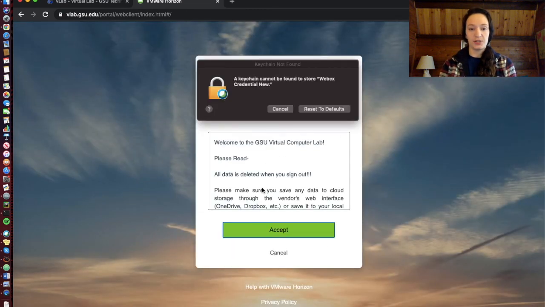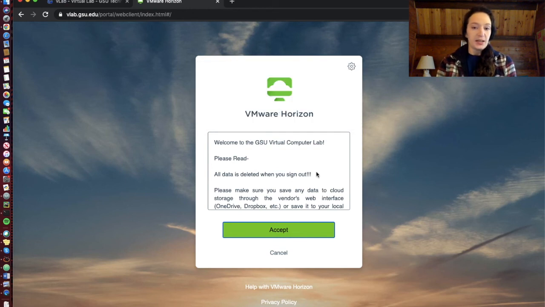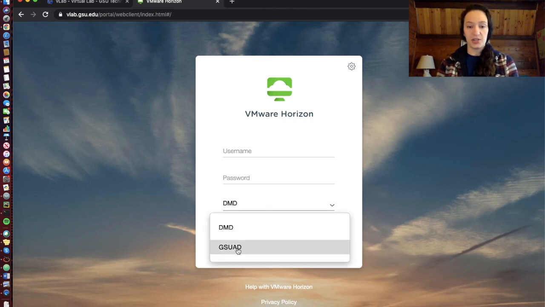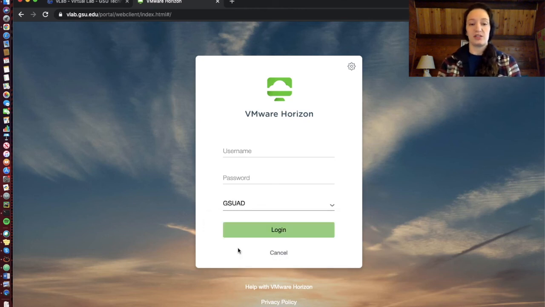Right, so here are your terms of service. Sorry about that, I'm having an issue with my keychain. Go ahead and accept their terms of service, and then sign in with your usual GSU PAWS and iCollege login information. When you're logging in, make sure you select GSU AD from the drop-down menu at the bottom. Do not select DMD or it won't work. Go ahead and select GSU AD, then log in.